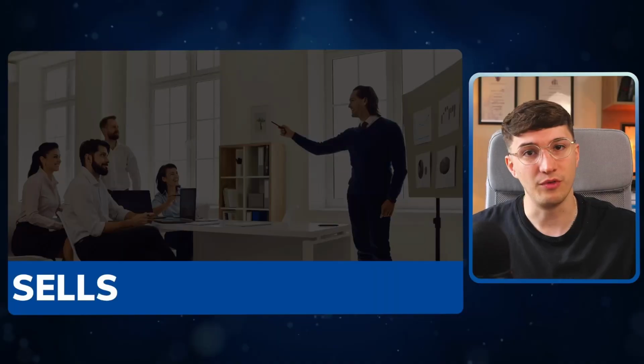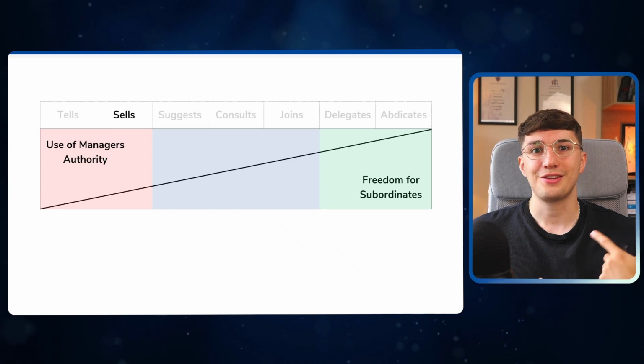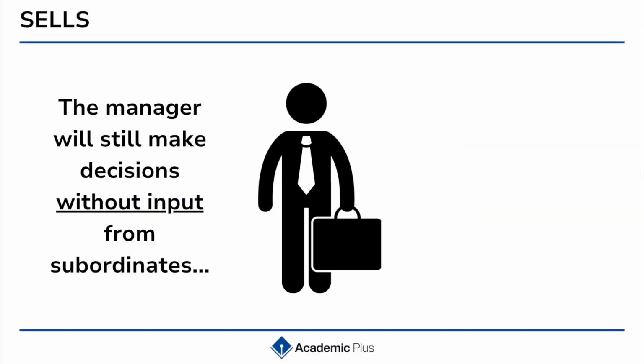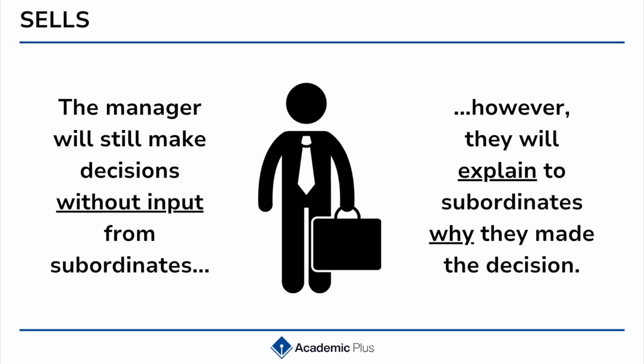Now, our next section of the Tannenbaum Schmidt Continuum will be our sells type of approach. Now, this is a little bit less extreme in terms of our autocratic approach. But the managers themselves will still make decisions without input from their subordinates. But this time, they will start to explain to subordinates why they made the decision. So as I said, the managers are still making the decision themselves, but now they are trying to persuade and educate their subordinates about why their decision is best. Subordinates feel the manager has some concern for them, hence why it's a little bit less extreme as an approach for an autocratic leadership style.